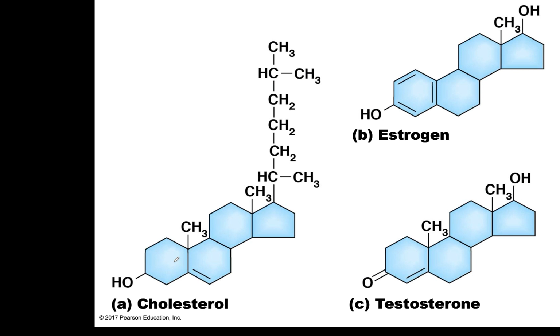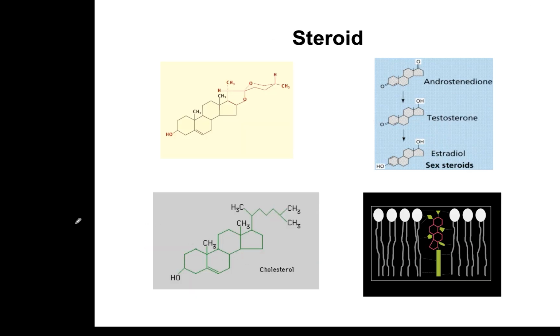With cholesterol, you can see the four-ring structure. From this cholesterol, some chemical modification takes place, and then estrogen and testosterone can be formed. Estrogen and testosterone also have the four-ring structure because they originated from cholesterol. So these are all hormones.